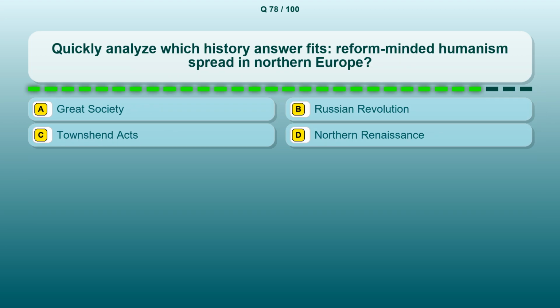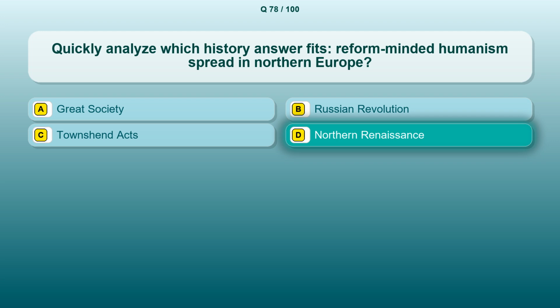Question 78. Quickly analyze which history answer fits. Reform-minded humanism spread in Northern Europe. Option A, Great Society. Option B, Russian Revolution. Option C, Townshend Acts. Option D, Northern Renaissance.